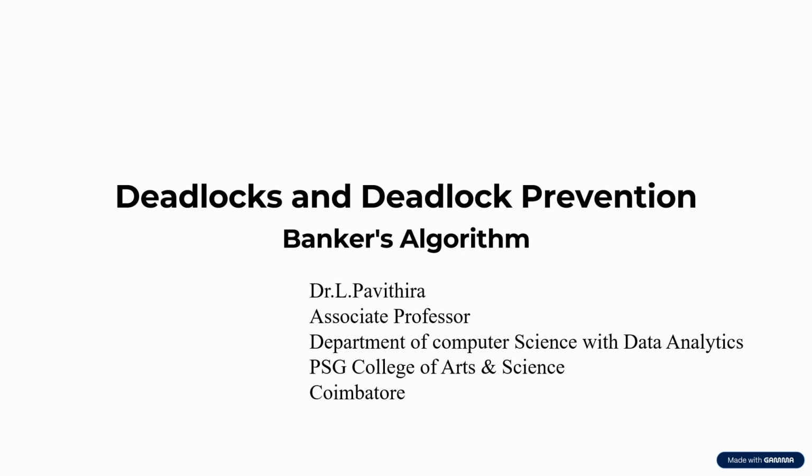Today in this class we are going to see deadlocks and deadlock prevention, mainly Banker's algorithm. Deadlock is a situation in an operating system where two or more processes are permanently blocked because each process is waiting for a resource held by another process. For example, P1 holds the printer and waits for the scanner, while P2 holds the scanner and waits for the printer. Neither process can continue, resulting in a deadlock.